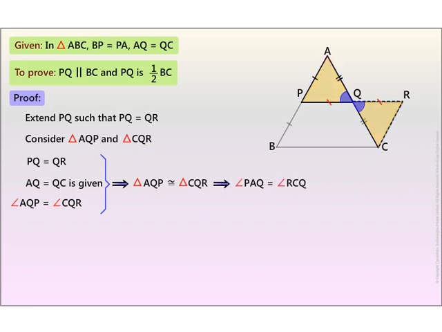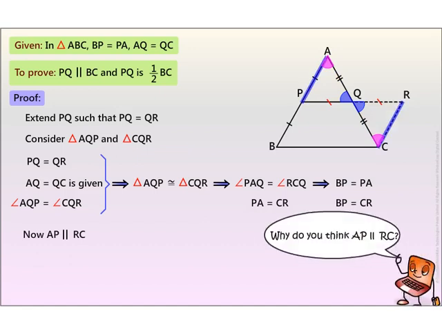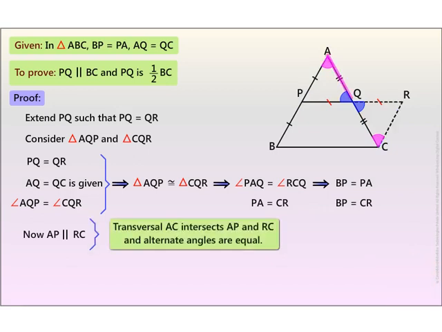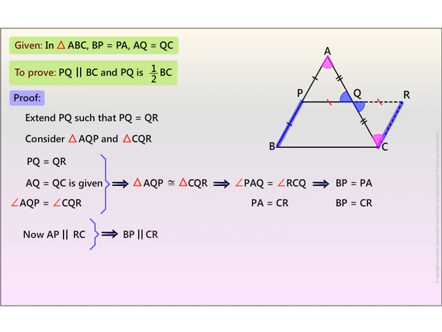This implies that angle PAQ is equal to angle RCQ. And also, PA is equal to CR. But BP is equal to PA. So, this also implies that BP is equal to CR. Now, AP is parallel to RC. Why do you think AP is parallel to RC? This is because transversal AC intersects AP and RC and alternate angles are formed. Since BP is an extension of the straight line AP, we can also say that BP is parallel to CR.